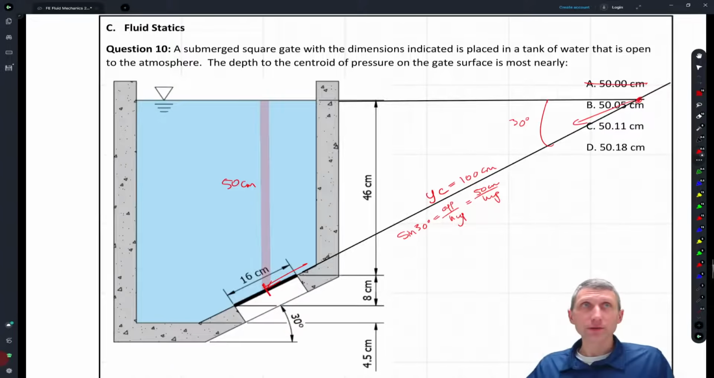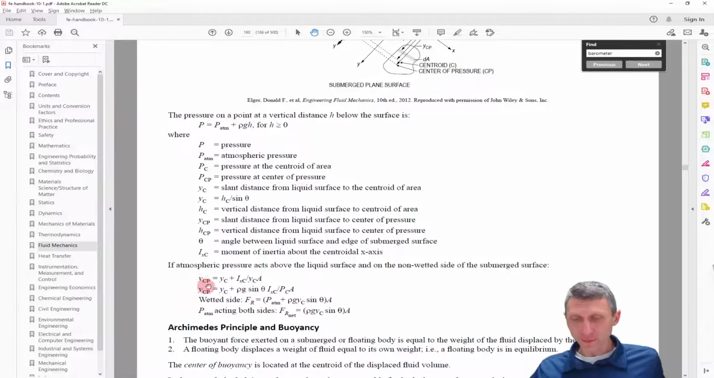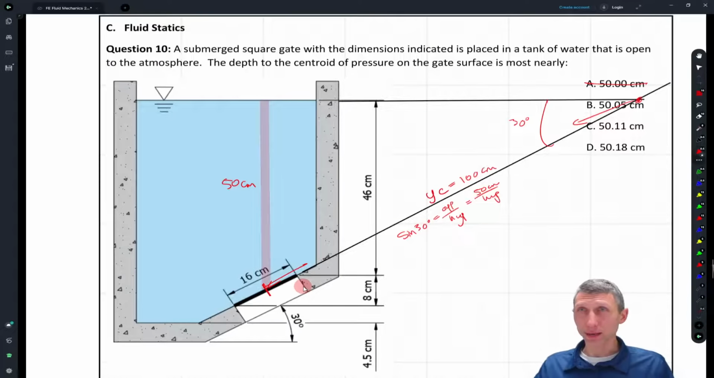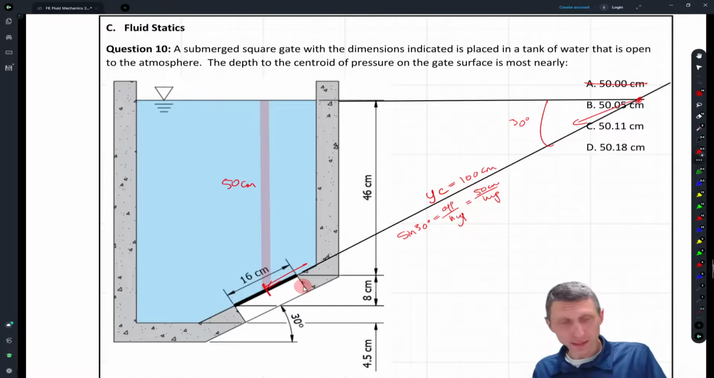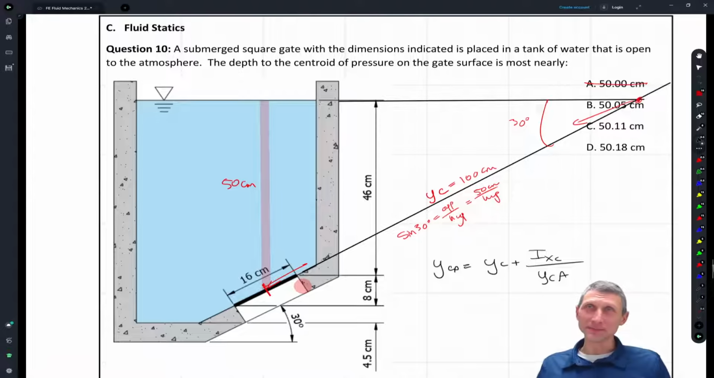Let's come back here and look at our formula now. What does our formula say? It says the y to the center of pressure is YC plus IXC over YC times A. I hate the way this formula is written. That's just my personal preference because it's confusing, and I'll show you that in a minute. The way it's written, YCP, that's to the center of pressure, equals YC plus IXC divided by YCA. And that's what they mean.